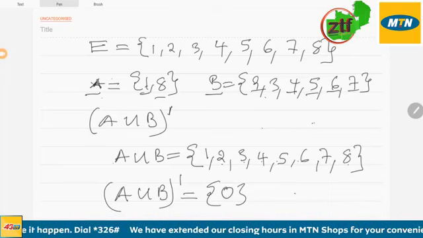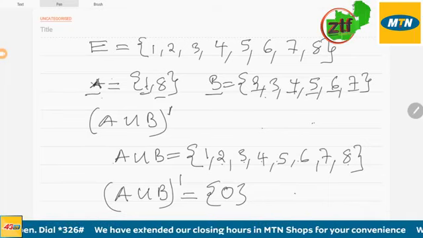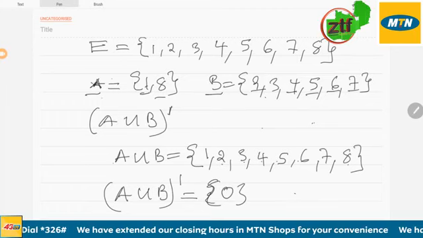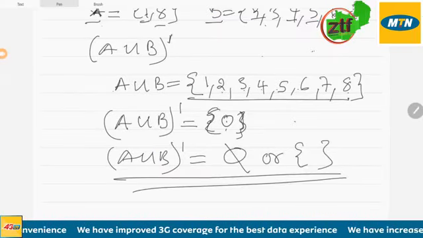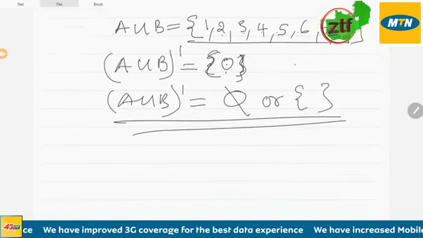Please take note. Don't write A union B complement is 0. 0 is an element. Immediately you put 0 in this set, you are telling everyone that there is an element, 0, that is not found in A union B. So don't write 0. Simply write A union B complement equals the empty set. You need to be clever here to realize that this is what they mean.